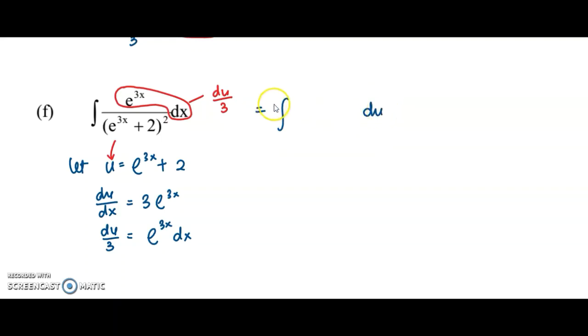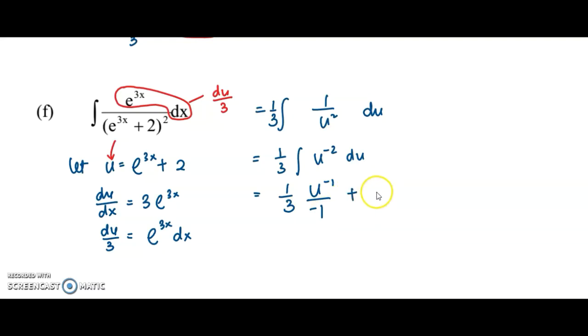du over 3: again, the 1/3 will be brought out as a coefficient, and this one becomes 1 over u squared. Once you have this function, we can rewrite it in the form u to the power of -2. So you can see clearly that this can be integrated by the basic rule of integration, meaning you increase the power by 1, you get -1, and divide by -1. Then plus a constant.